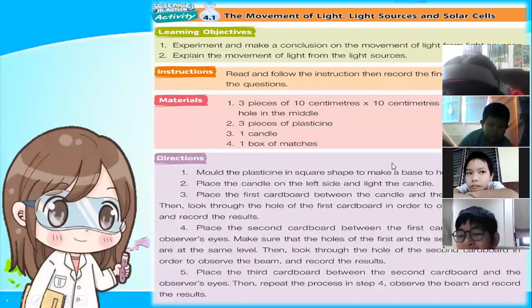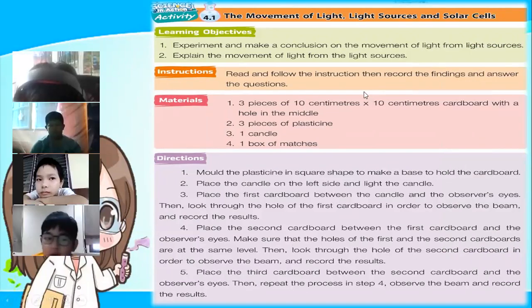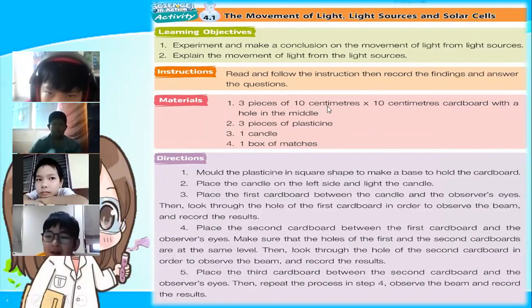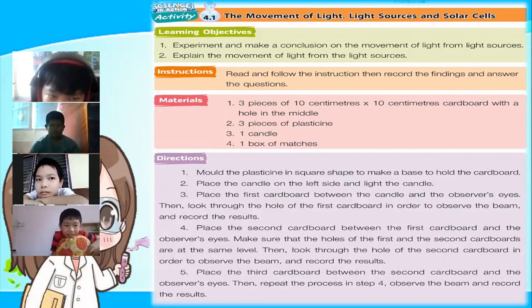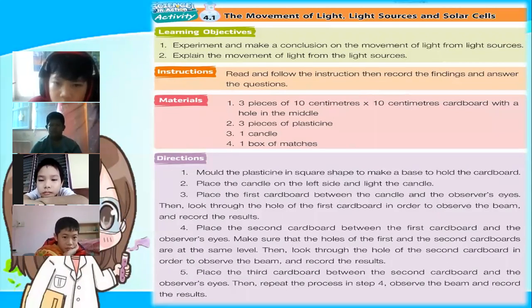Now, here we are going to have a bit of an experiment. The experiment is about the movement of light sources and solar cells. In this experiment, we are going to learn that light moves in a straight line. How? Let's see what experiment we have to do.